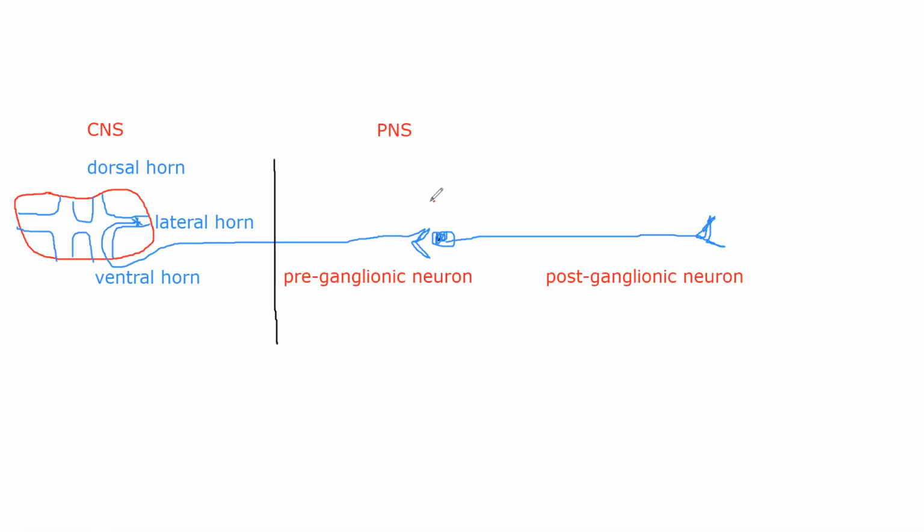So where the synapse takes place, we call this the ganglia. Okay, anytime we have a cell body that is not in the central nervous system, that is called a ganglia, right? And so the synapse of this preganglionic neuron to this postganglionic neuron is called an autonomic ganglia. Okay, this is our autonomic ganglia.